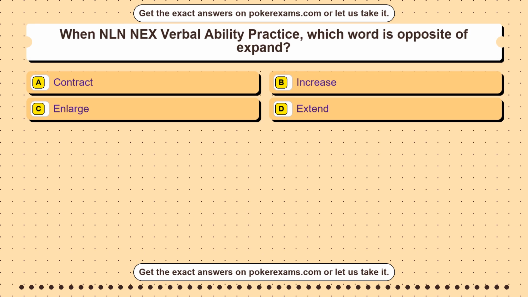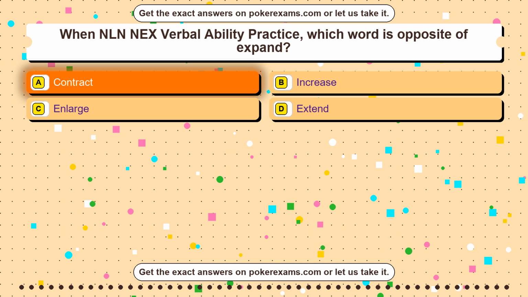Question 9. When GED statistics practice, which weathering process breaks rocks by freezing water? Option A, ice wedging. Option B, photosynthesis. Option C, evaporation. Option D, pollination. The correct answer is option A.